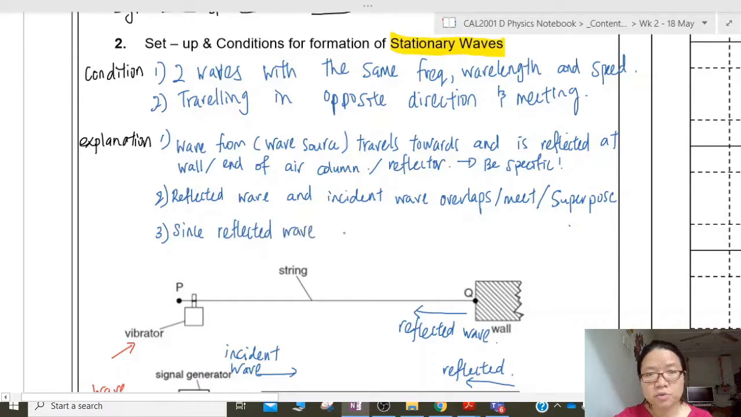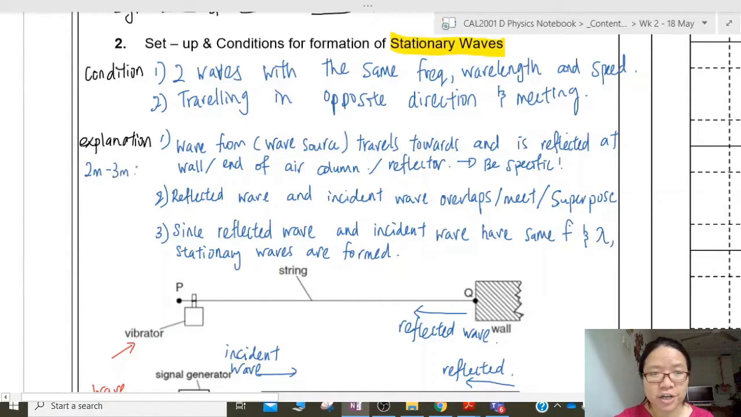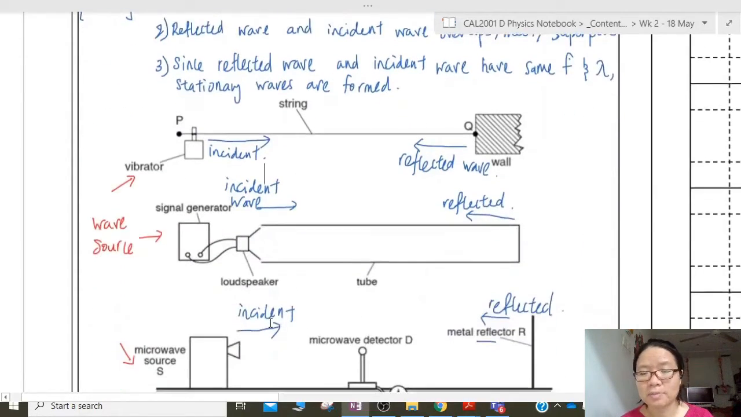Okay, so mention how it fulfills the condition. Reflected wave and incident wave have the same frequency, wavelength, and amplitude. I missed out this point, frequency, wavelength, and amplitude. So stationary waves are formed. I will add in the amplitude in the final version of the notes because I am not going to record this again. Anyway, normally the explanation is 2 to 3 marks. The condition is also 2 to 3 marks. Try past years, you will get a better idea.